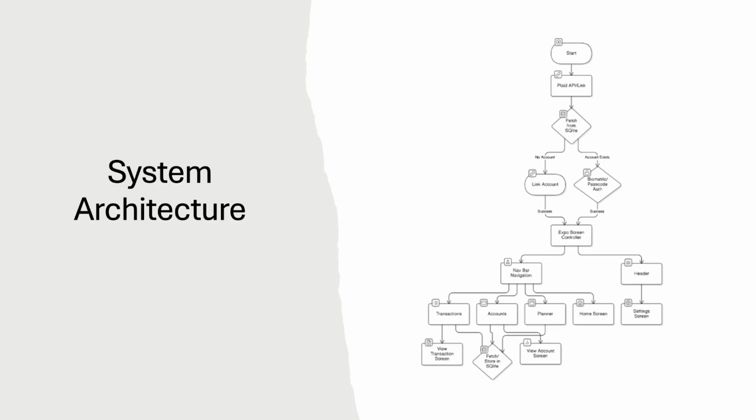On every screen, we use the header and nav bar to assist with screen navigation. From the header, we can enter into the settings screen. And from the nav bar, we can head into the menu screens, being transactions, accounts, planner, and the home screen. All these screens fetch data from the SQLite and express it throughout the app.